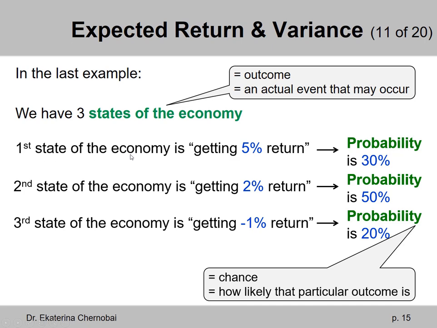The first state of the economy was getting a 5% return, and the probability of that was 30%. And the second and the third states of the economy were getting a 2% return or getting a negative 1% return. And their respective probabilities were 50% and 20%. The word probability is the same thing as a chance of something, or how likely that particular outcome is.